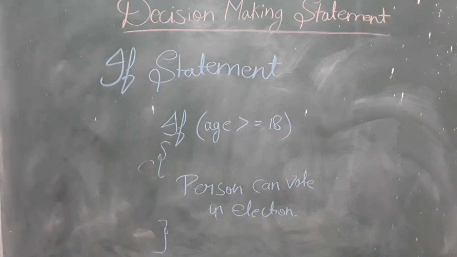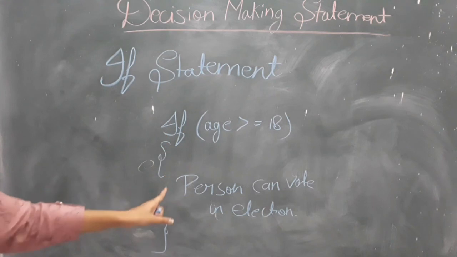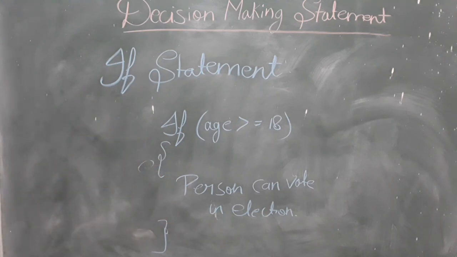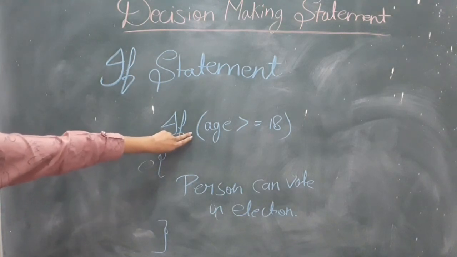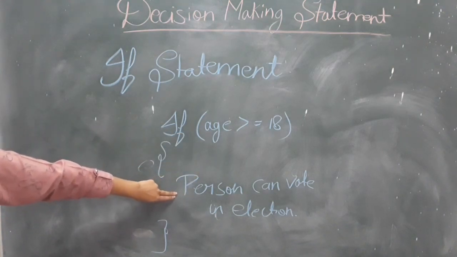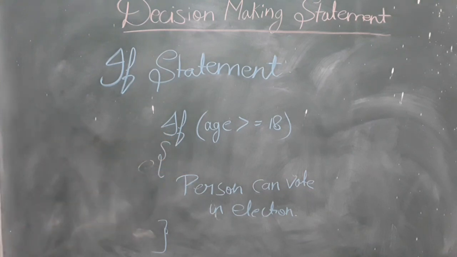So the if statement always asks a question about the value in the variable. The answer will be either true or false. If the answer is true, only the true branch is executed. Otherwise, if the answer is false, the false branch will be executed.